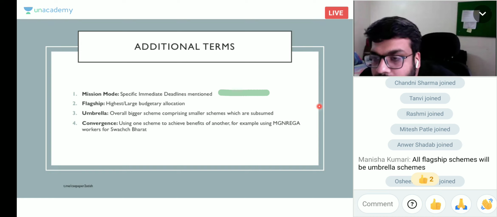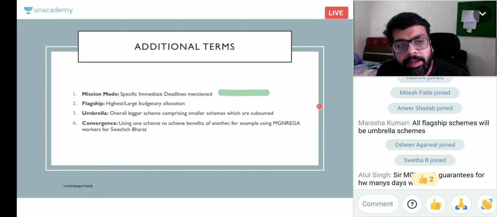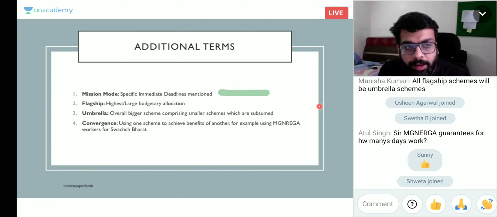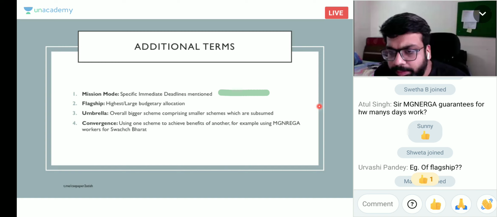What is the relation or difference between flagship and umbrella scheme? A flagship scheme can be an umbrella scheme. There's absolutely no problem with that. A flagship scheme is the one which receives the highest amount of money. Umbrella is a scheme which has multiple schemes under it. So no problem at all.